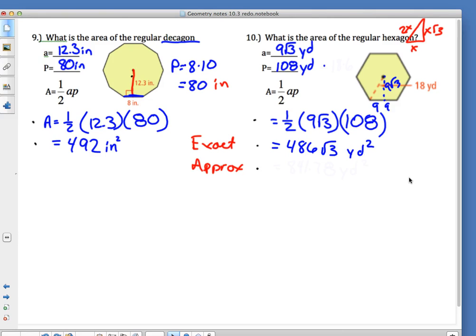So I have 486 square root of 3 as an exact. Now, I multiply out that square root of 3 and I get my approximate. Whenever I multiply an irrational value by a bunch of other numbers, when I go for save as fraction or make it a fraction, it won't do it, because it's an irrational number. It can't be represented as a fraction.